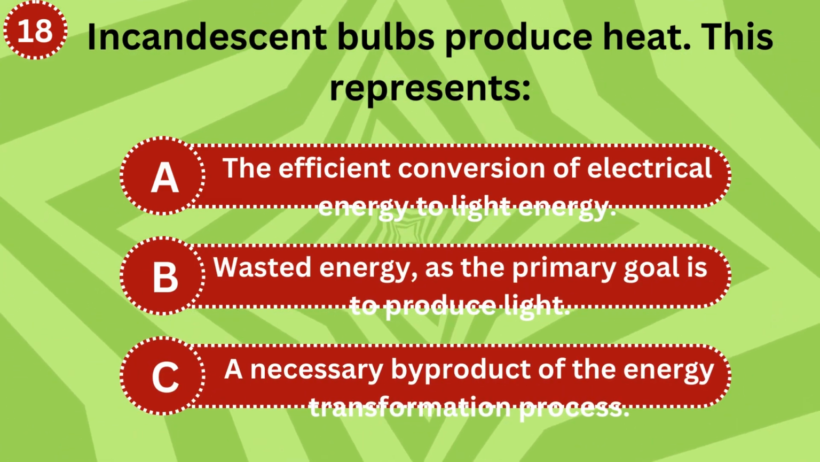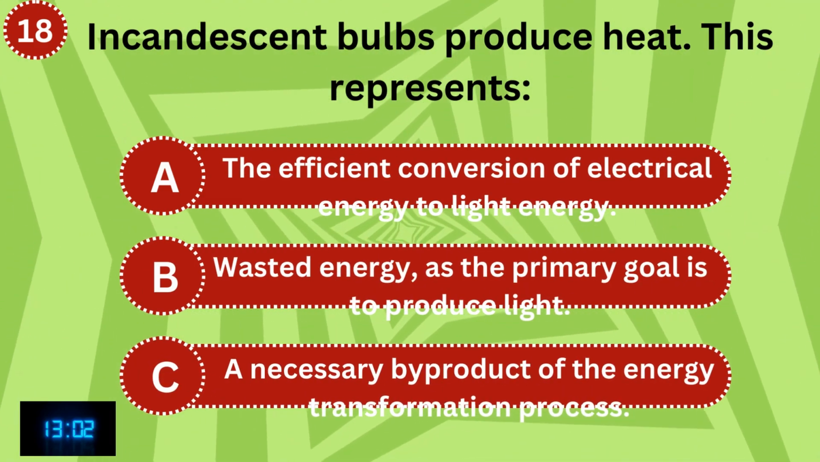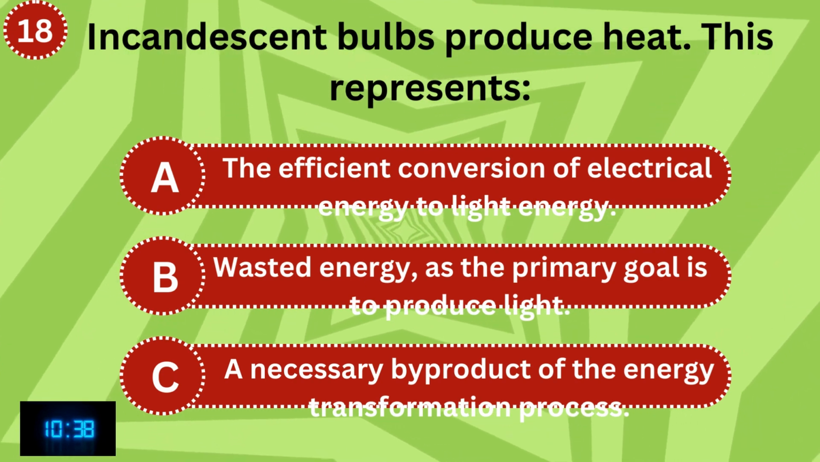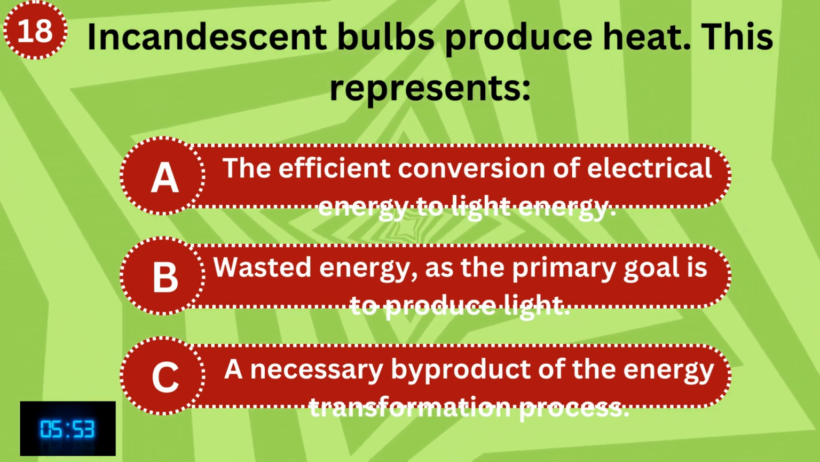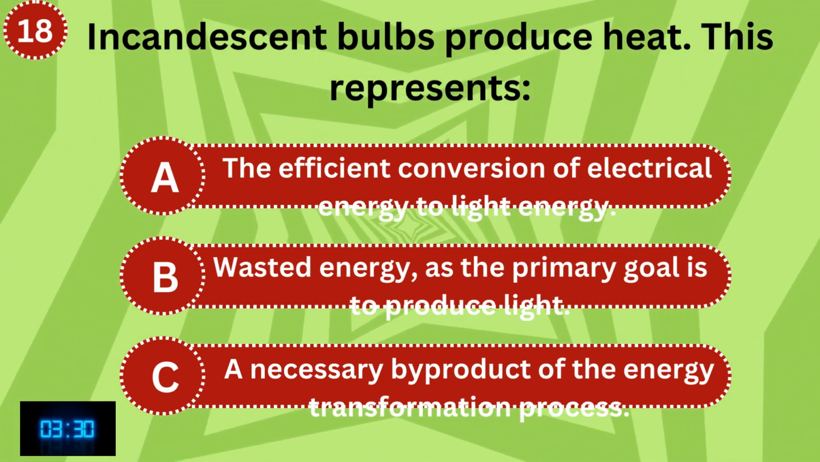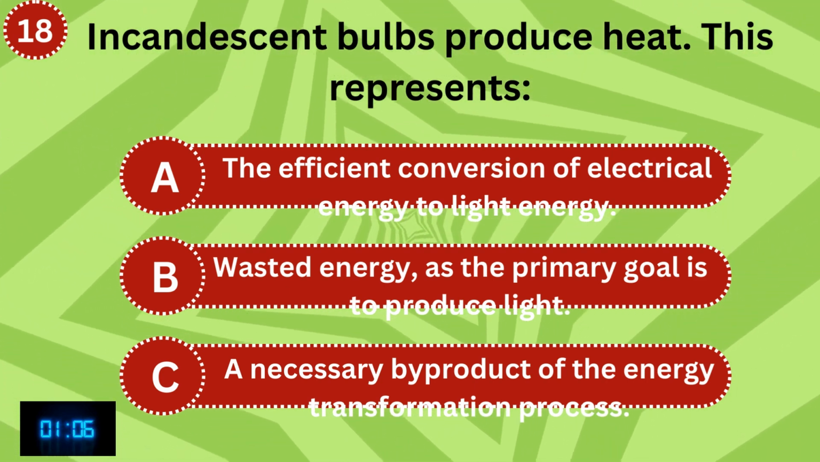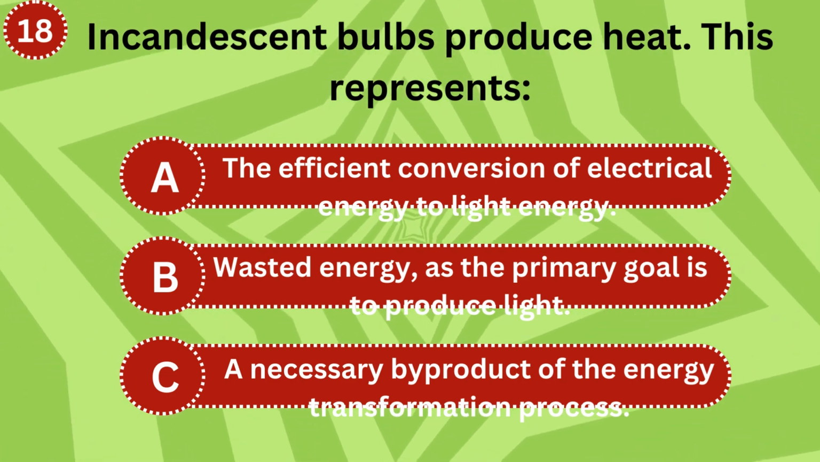Incandescent bulbs produce heat. This represents the efficient conversion of electrical energy to light energy. Wasted energy, as the primary goal is to produce light. A necessary byproduct of the energy transformation process.